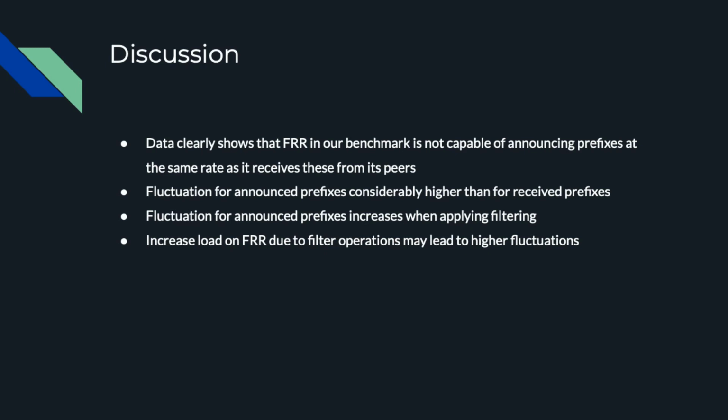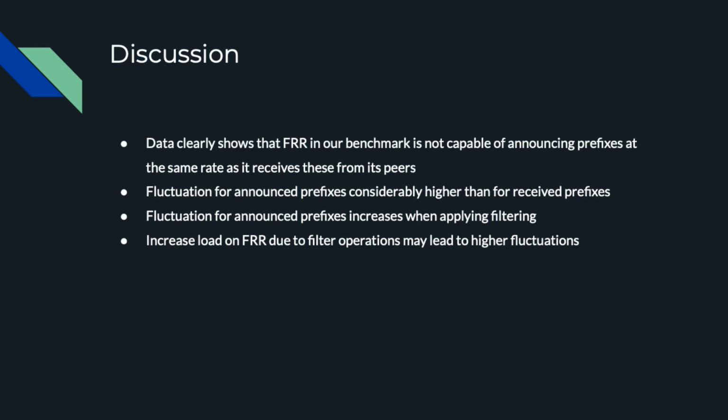In addition to this, the results are further strengthened when examining the fluctuation data for announced prefixes. Here we notice a considerably higher fluctuation rate across all benchmarking rounds and set of peers when we compare these results with the fluctuation for received and installed prefixes. Additionally, the fluctuation rate for announced prefixes increases when applying filtering of prefixes, meaning that the second and third filter configurations, that apply filtering of prefixes, show a higher fluctuation rate compared with the first filter configuration that does not apply any filtering of prefixes.